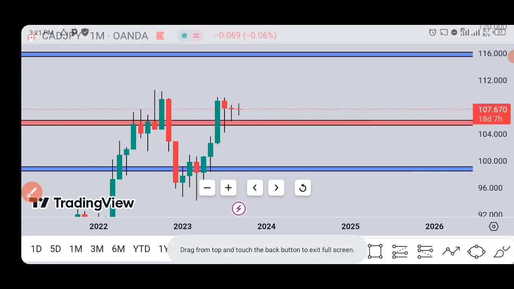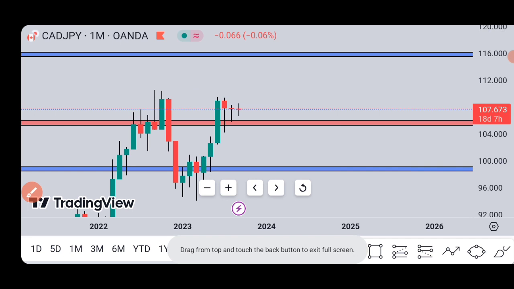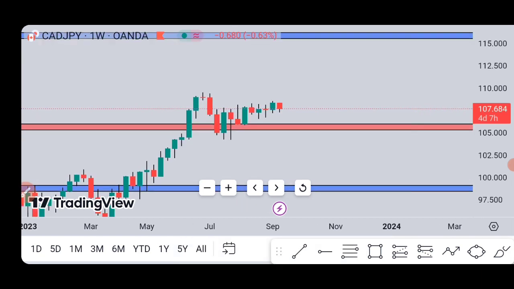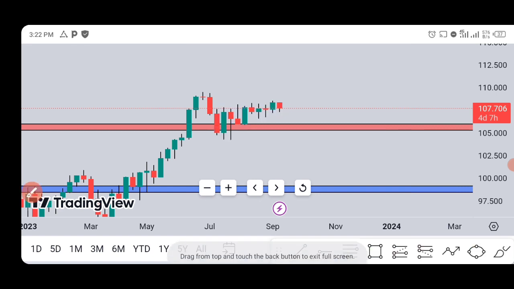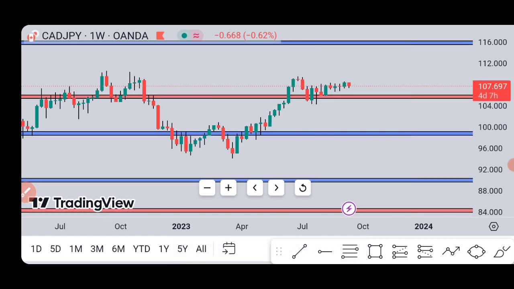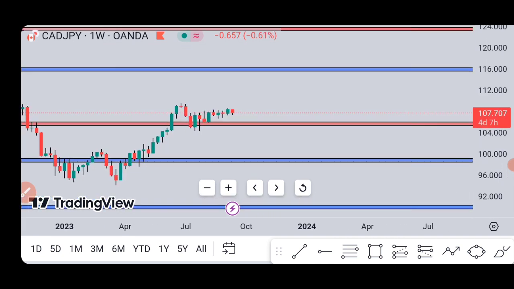So let me go to my weekly time frame and see. Although we have a resistance level from here. So this is my weekly time frame. The market has been consolidating inside of this zone. Though I will see it clearly on the daily time frame, there is no Fibonacci play inside of this zone on CAD JPY. So let me go to my daily time frame.